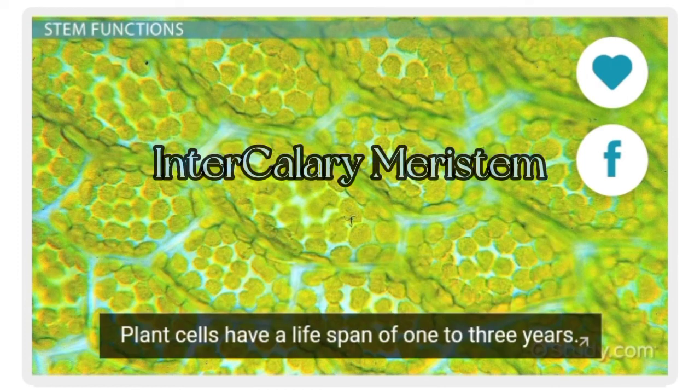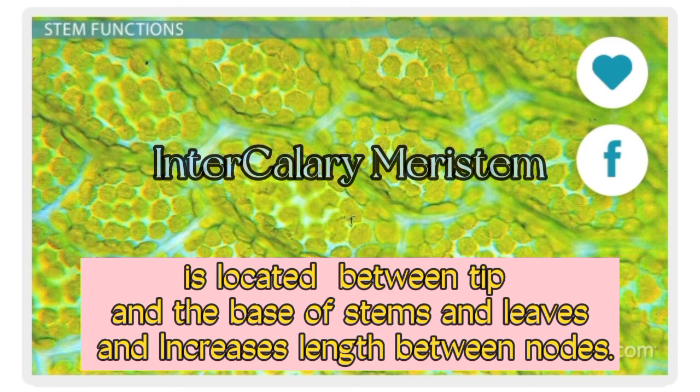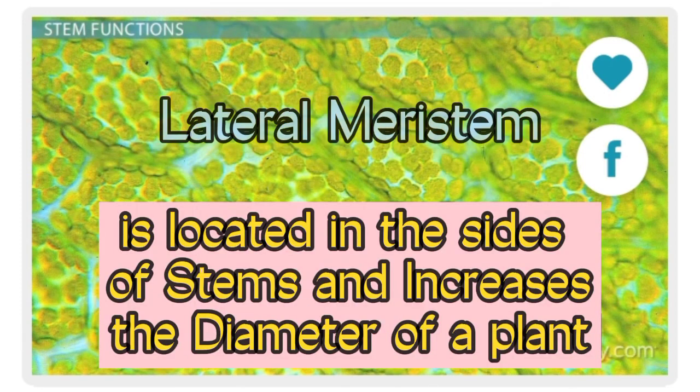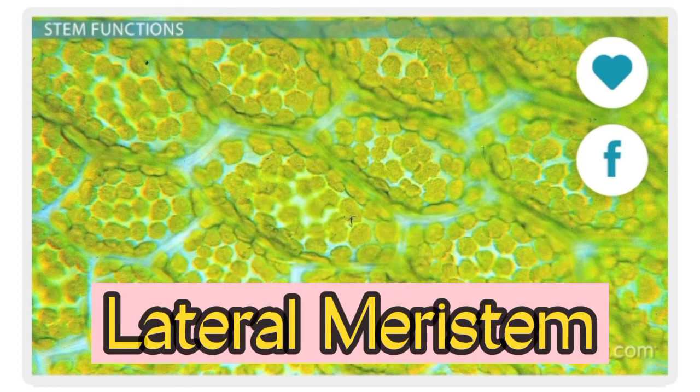The second is intercalary meristem. Intercalary meristem is located between the tip and the base of stems and leaves and increases length between nodes. These are found in grasses and bamboo and allow them to regrow quickly after being cut. The last is lateral meristem. Lateral meristem is located on the sides of stems and increases the diameter of the plant. This is called secondary growth, giving rise to bark and other woody growths. So that's all.